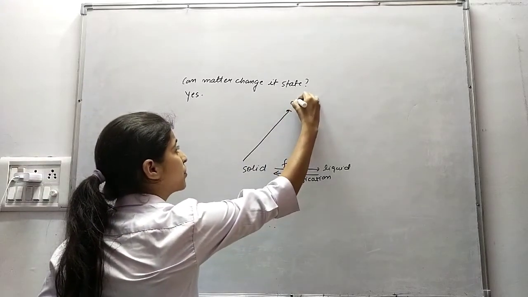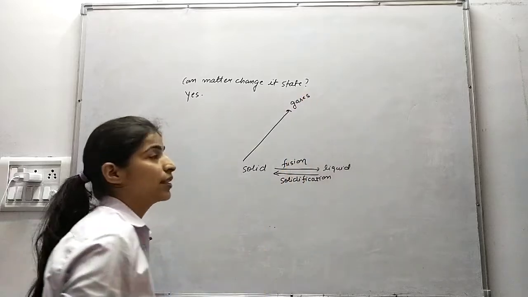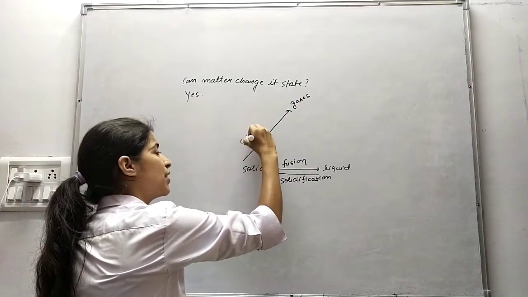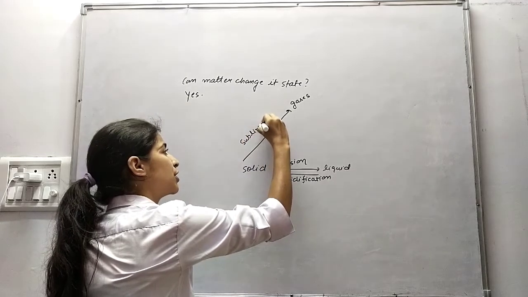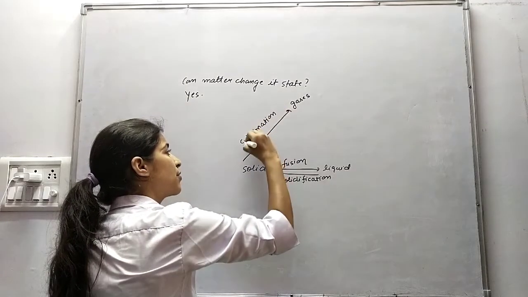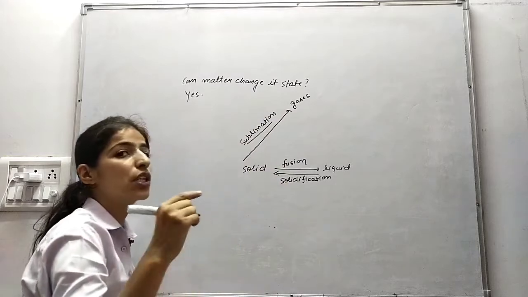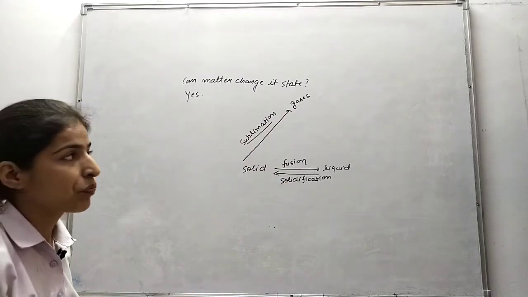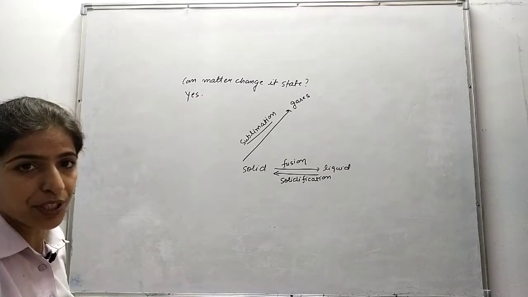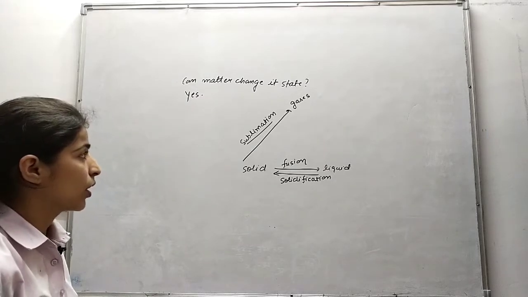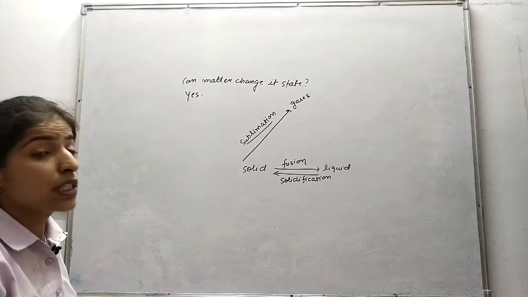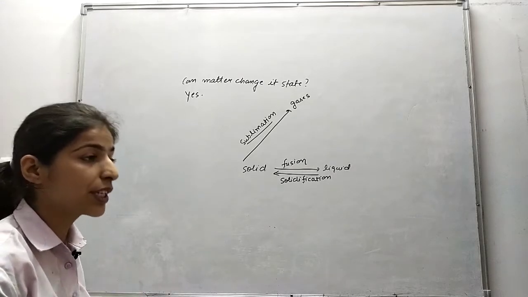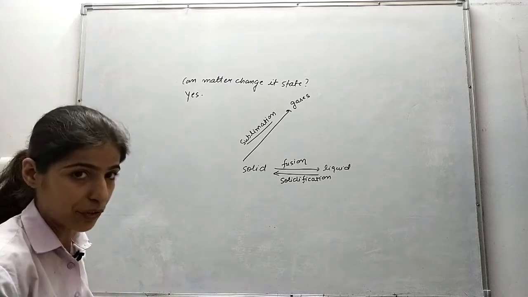Solid gets converted into the gaseous state. That is called sublimation. Sublimation means when the solid gets directly converted into the gaseous state without converting into the liquid state. And one condition will be there. There is no change in liquid state, but it can only be converted by absorbing the heat.